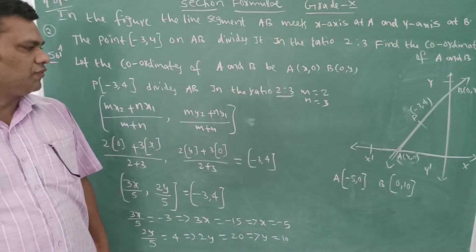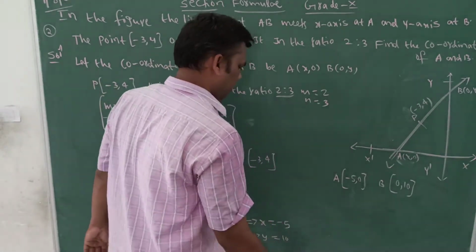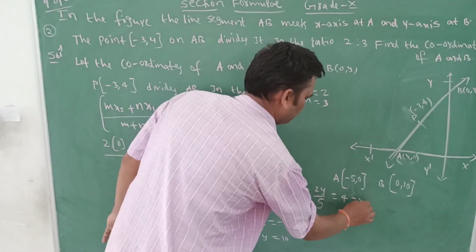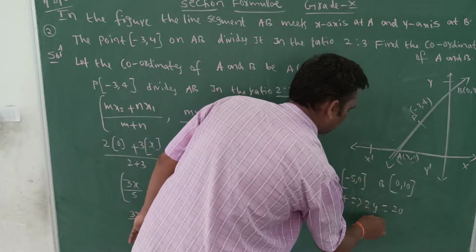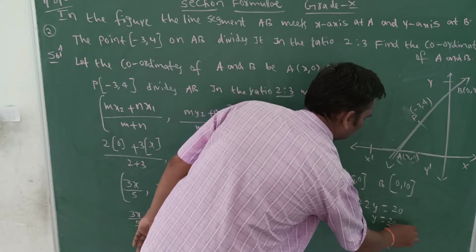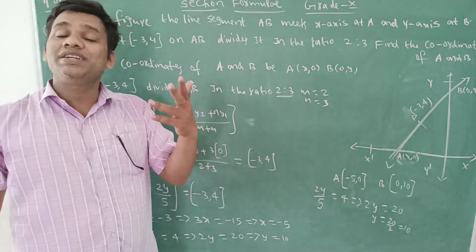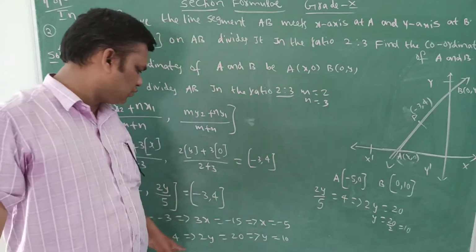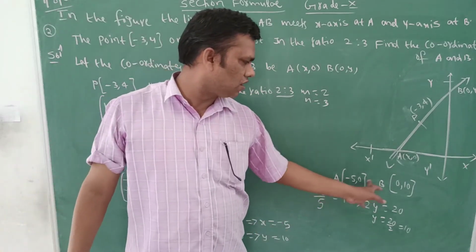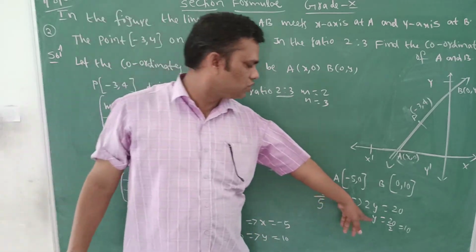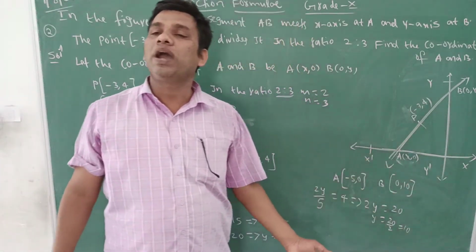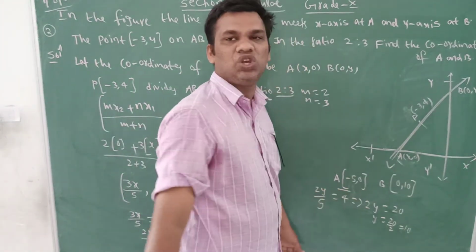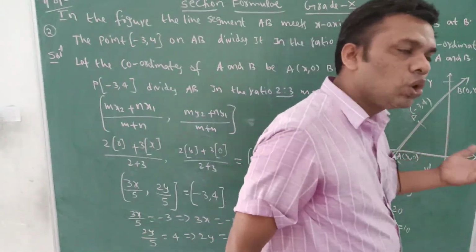Therefore, what are they asking? They are asking the coordinates of A and B. A value is (x, 0). x value, what came? Minus 5. Means (-5, 0) is A. B, y value is what? 10. (0, y), B value is (0, 10). Therefore, A is (-5, 0) and B is (0, 10).